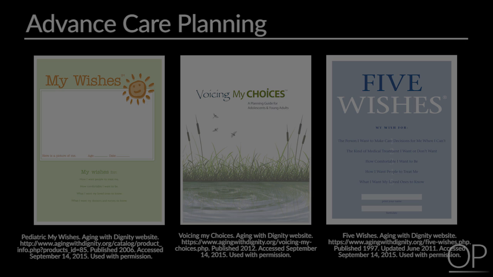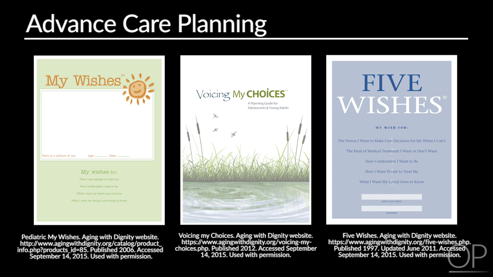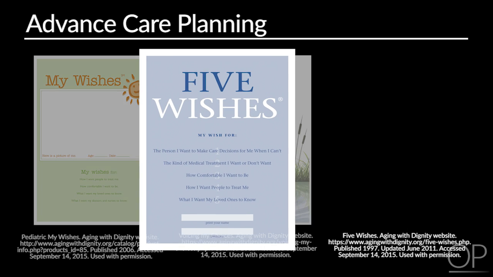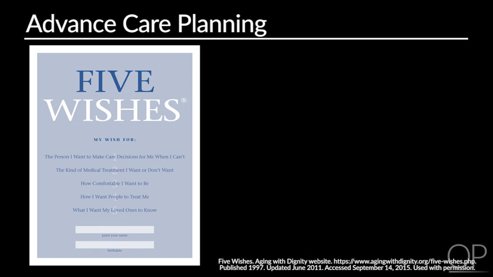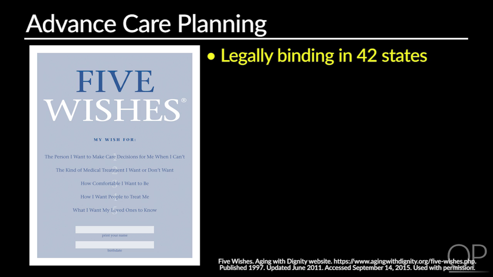Tool number 5, advanced care planning tools. These are specific pamphlets that are more focused and geared to end of life, and are structured conversations to elicit patient preferences as they get closer to death. They are based on the 5 Wishes document. The 5 Wishes document was developed for geriatric patients and is legally binding in 42 states in this country.